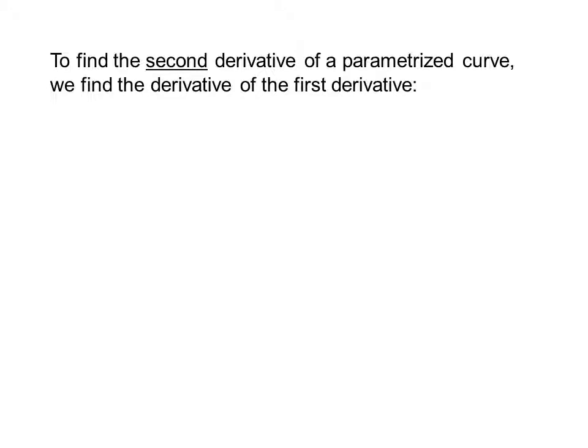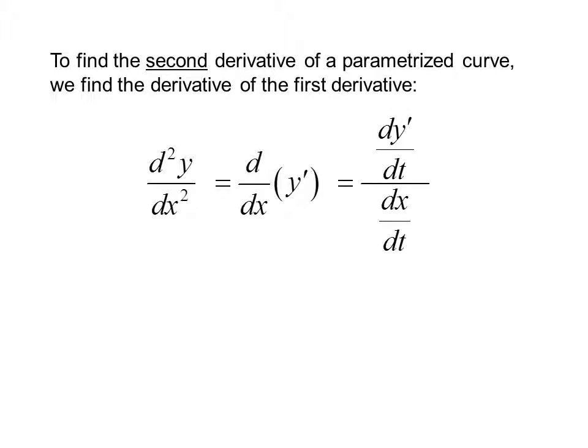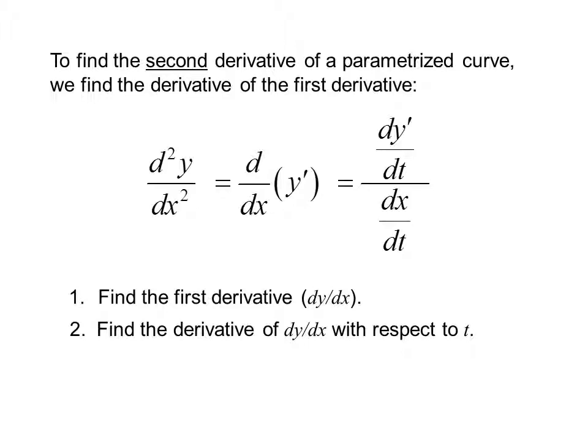To find the second derivative of a parametrized curve, we find the derivative of the first derivative. d squared y/dx squared is the derivative with respect to x of y prime. That is dy prime/dt over dx/dt. Steps are: 1. Find the first derivative, dy/dx. Step 2. Find the derivative of dy/dx with respect to t. Step 3. Divide by dx/dt.